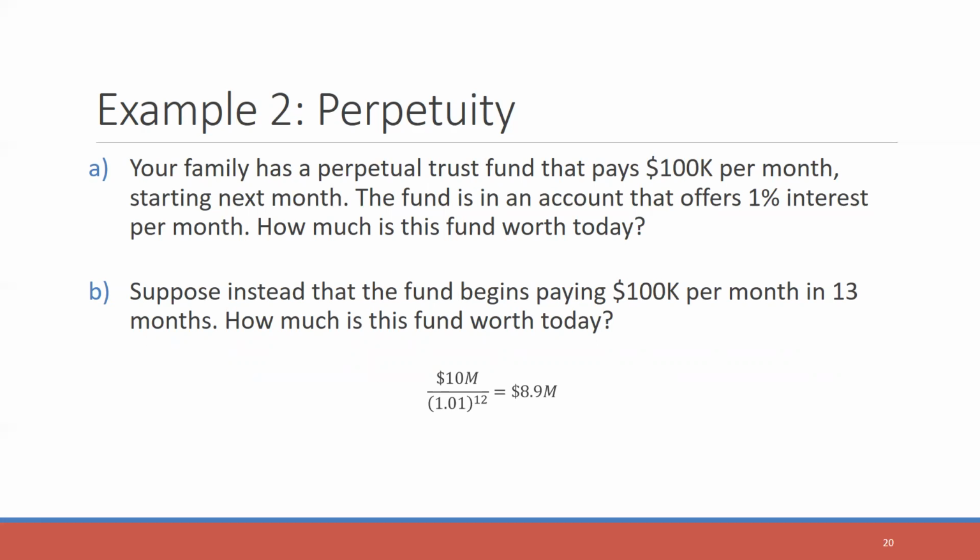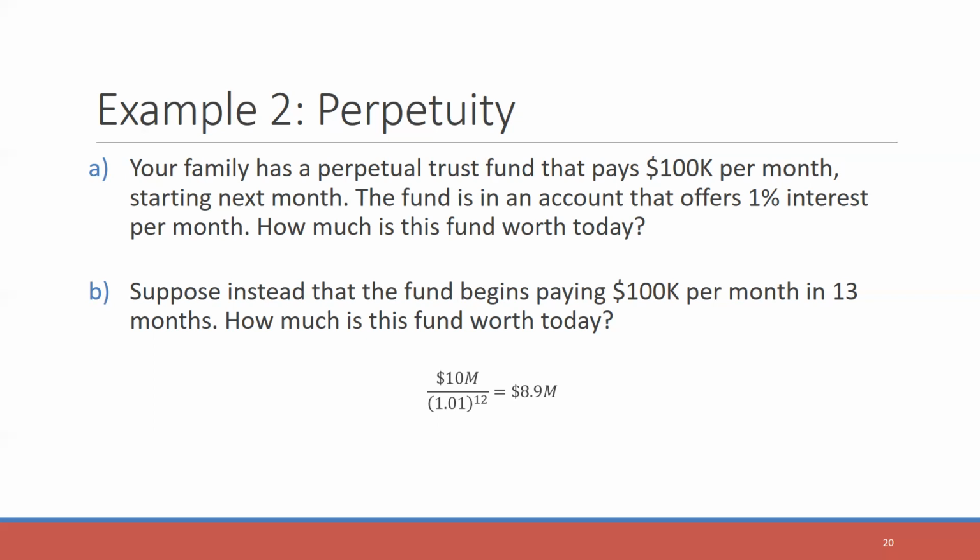Part B, suppose instead that the fund begins paying 100K per month in 13 months. How much is the fund worth today? Again, same intuition. Your perpetuity formula tells you the present value of these cash flows if they were to start next month. So if I have to wait 13 months, instead of dividing the present value of that perpetuity by 1 plus R to the power of 13, I'm going to divide it by 1 plus R to the power of 12.